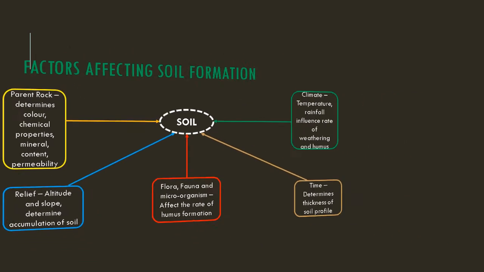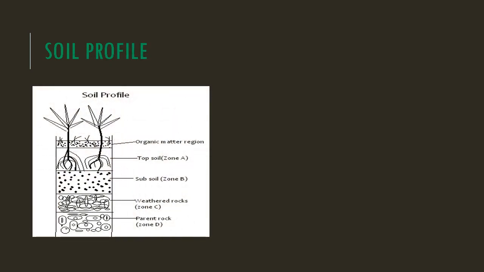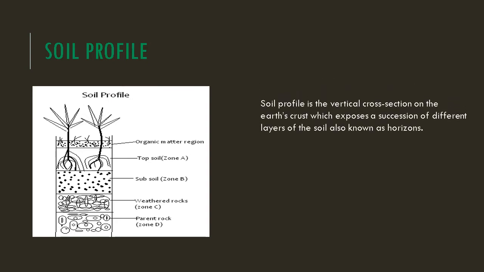So let's look at the soil profile. Now, what is soil profile? Somebody may ask. Now, there's a diagram that shows what soil profile is. We can actually define it as the vertical cross-section of the earth's crust, which exposes a succession of different layers of the soil, also known as horizons.